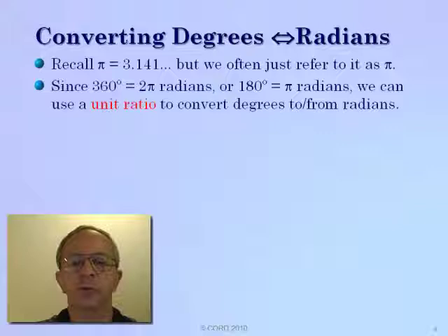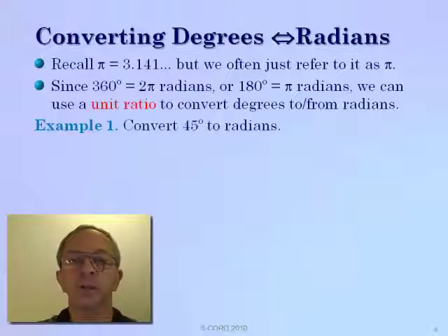Since 360 degrees is equal to 2 pi radians, or 180 degrees equals pi radians, we can use a unit ratio to convert degrees to and from radians, just like you've used unit ratios to convert millimeters to centimeters and miles to feet and so on.